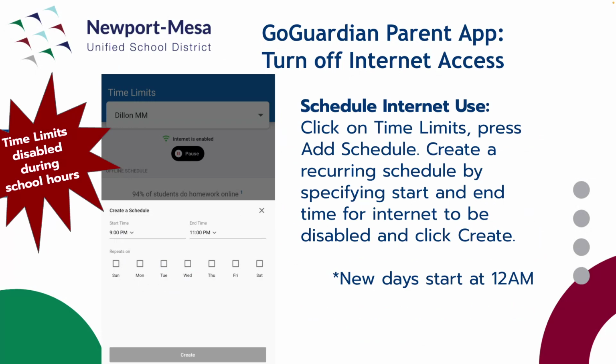On the Time Limits tab, you can also create schedules when the internet will be turned off. Click on Time Limits and press Add Schedule. Create a recurring schedule by specifying start and end times for the internet to be disabled and click Create. Days begin and end at 12 a.m.